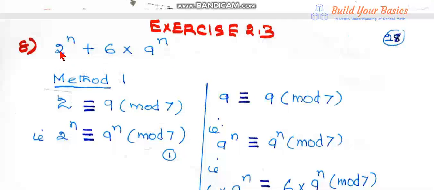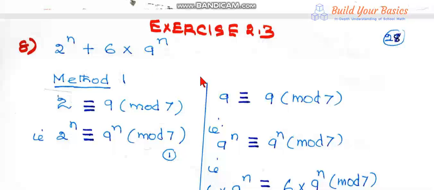We have to prove 2 to the power of n plus 6 into 9 to the power of n is always divisible by 7. We can do the problem in two ways. Method 1. We can write 2 as congruent to 9 mod 7. So I have written 2 in terms of 9. 2 is congruent to 9 mod 7, because 2 minus 9, that is minus 7, is divisible by 7. We want 2 to the power of n. So 2 to the power of n is congruent to 9 to the power of n mod 7.